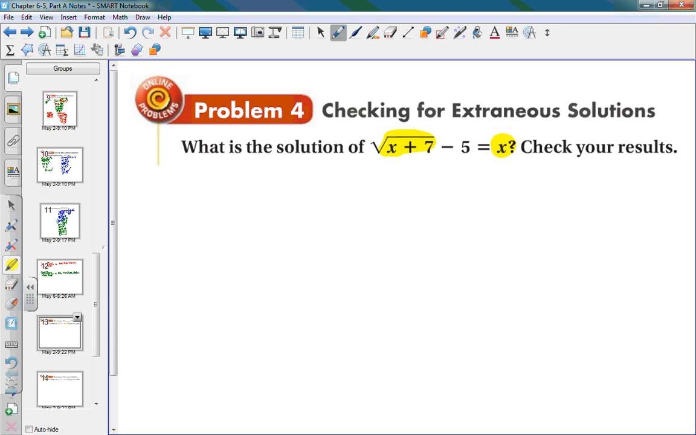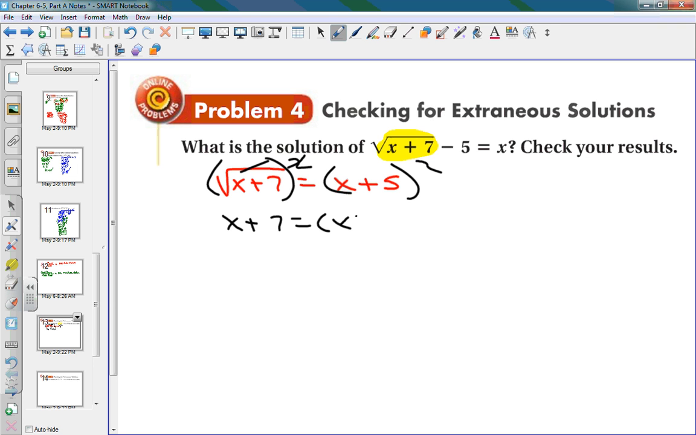So I need to isolate this. So how do I do that? Add the 5. So I have the square root of x plus 7 is equal to x plus 5. Now what? Square both sides. Why are we squaring both sides? To get rid of that root. So I have x plus 7 is equal to x plus 5 squared. What does that x plus 5 quantity squared mean? Then I have two of them there. So I write it down twice.